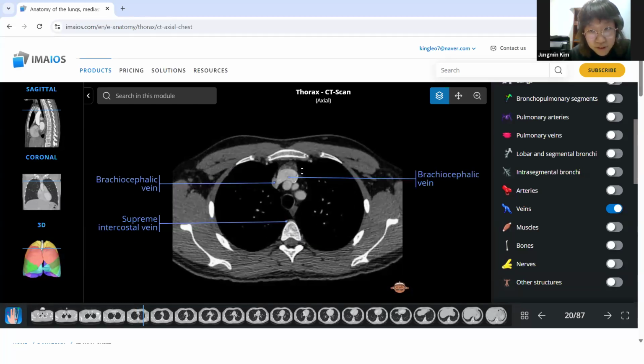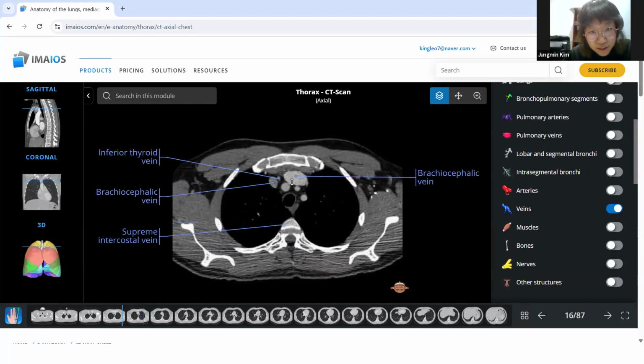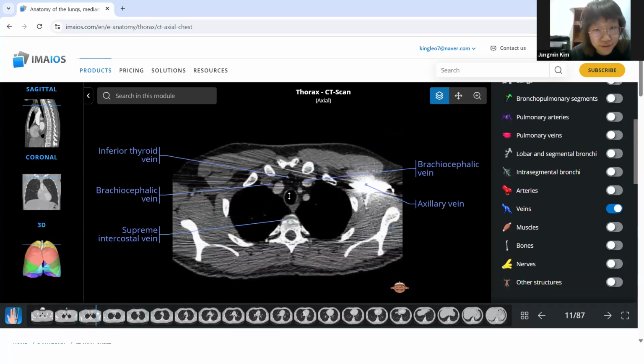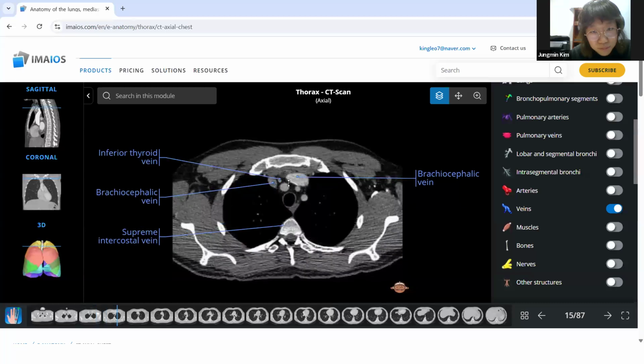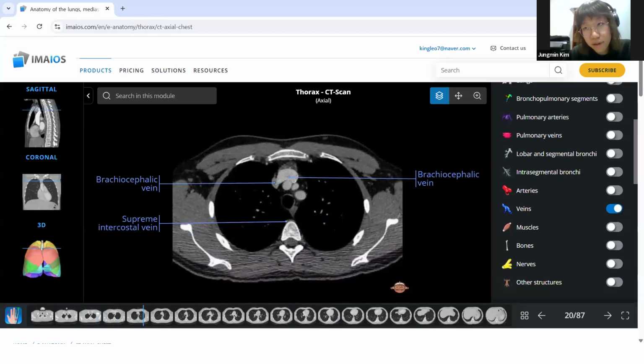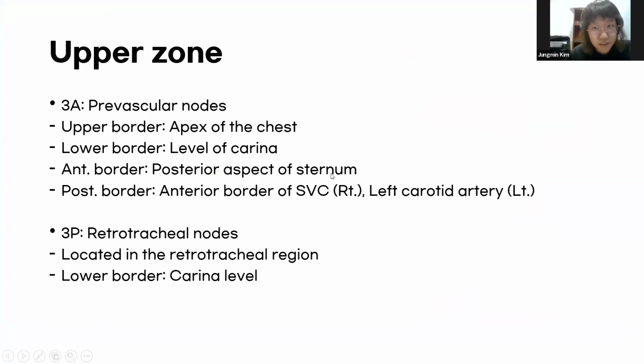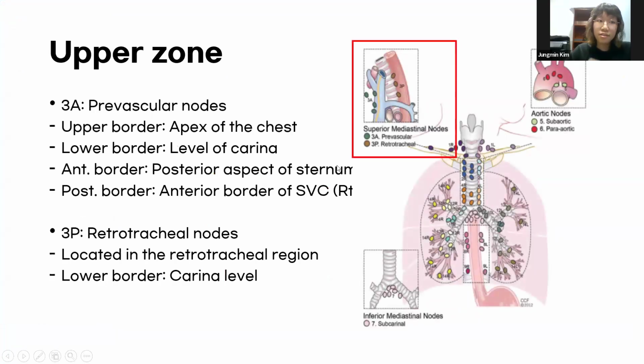The lymph nodes above this brachiocephalic vein are the upper paratracheal lymph nodes. Those below this are the lower paratracheal lymph nodes that you will see. And 3A is zone upper; another zone from the upper zone is 3A and 3P. 3A and 3P don't have a right or left side. 3A is prevascular nodes and 3P is retrotracheal nodes.